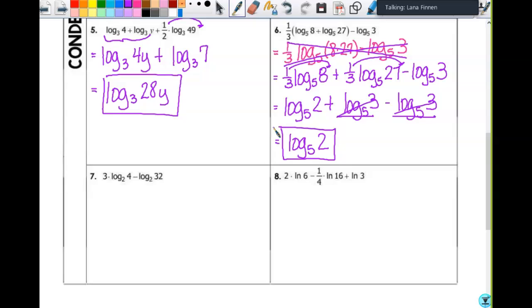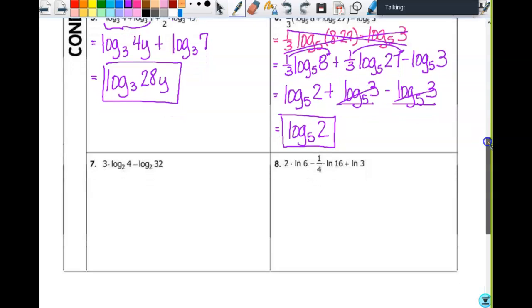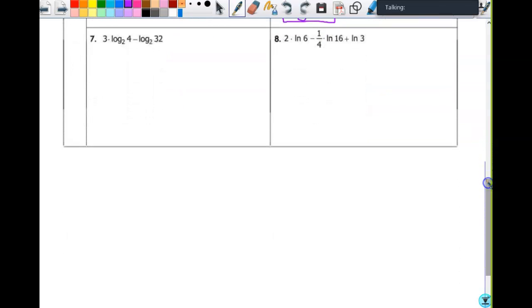All right, let's look at, actually, you try number 3. I'll let you work on number 3, and then I'll work through it with you. Oh, not number 3, I'm sorry, number 7. I saw the 3.